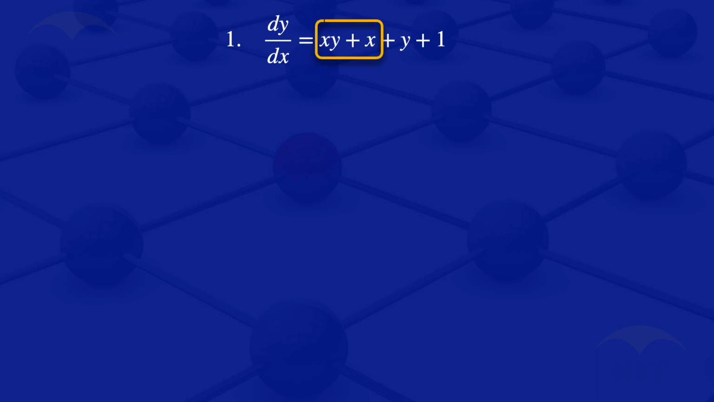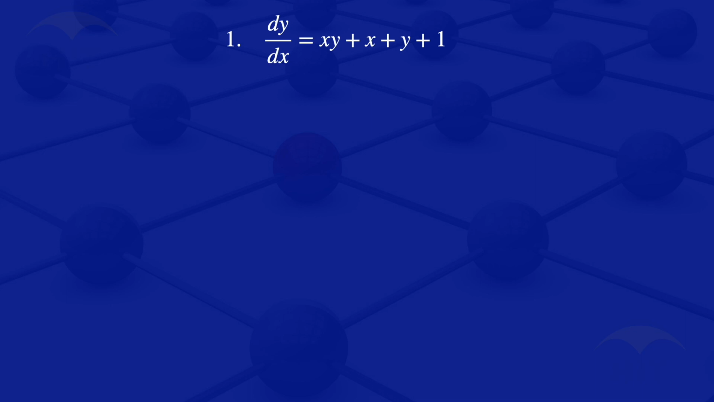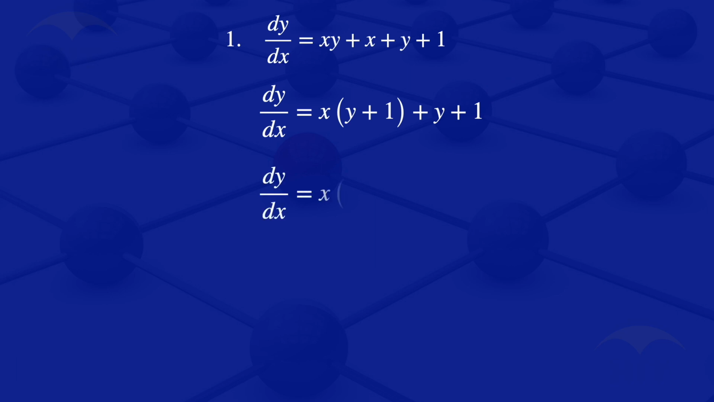We have xy plus x. We have a common term there, the x, so we can factor that part. When you factor that, we would have the derivative of y with respect to x is equal to x multiplied by y plus 1, plus y plus 1. I can now look at this part here. Let me now just put it in parentheses. And we would have the derivative of y with respect to x is equal to x multiplied by (y plus 1) plus y plus 1.